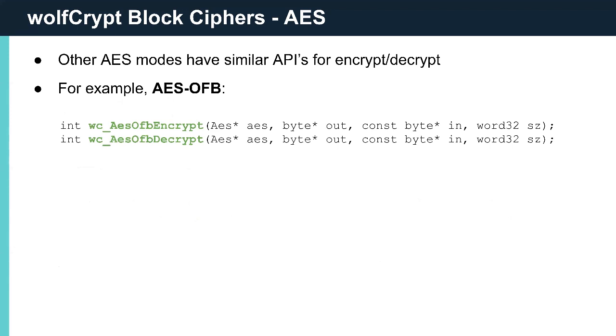Other modes of AES have similar APIs. The naming is going to reflect the mode. For example, AES OFB has that in its API name of AES OFB encrypt and decrypt.